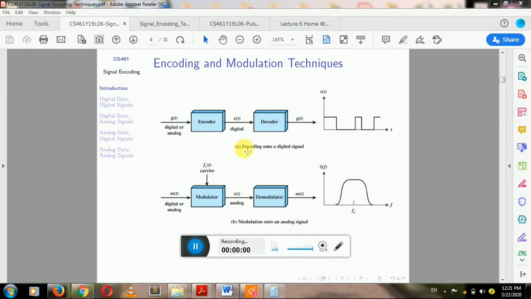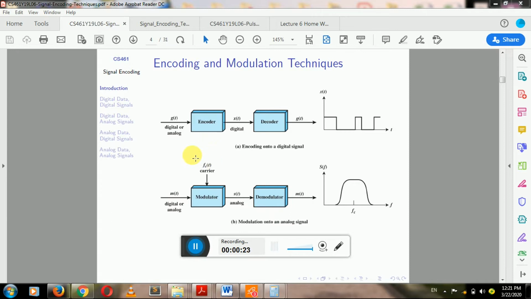The device that does the transmission and reception of a digital signal is called a codec. So a device that can encode and decode is called a codec, and you might have heard it with audio and video and converting between different formats.